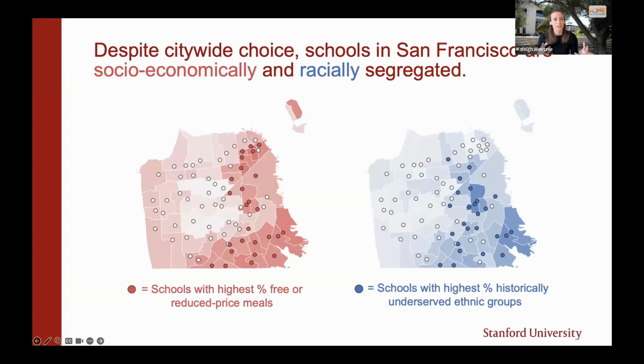So despite this option to have citywide choice, where you can choose from any school in the district, there's still this pretty tight coupling between where you live and where you go to school. So our hopes for what citywide choice can do to improve school diversity is not really coming to fruition in practice.